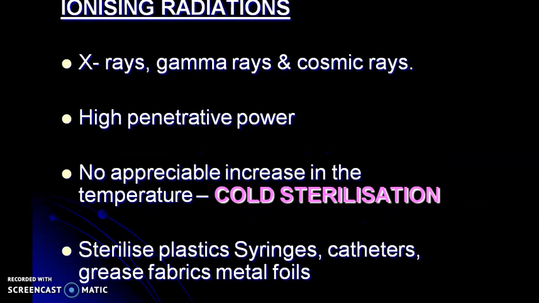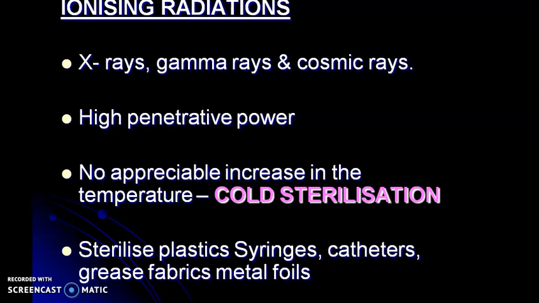And the next one is ionizing radiation, for example X-rays, gamma rays, cosmic rays. These radiations have a high penetrating power. When using them, there is no appreciable increase in temperature. Since there is no increase in temperature, this type of sterilization is termed cold sterilization or gamma radiation sterilization.